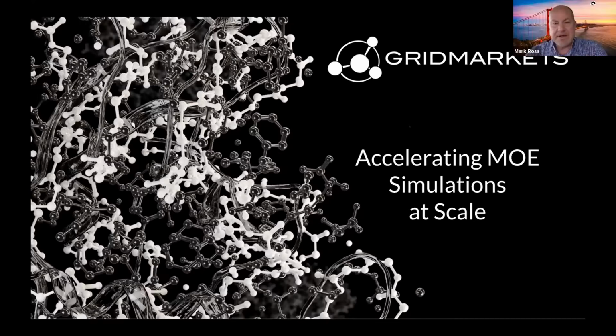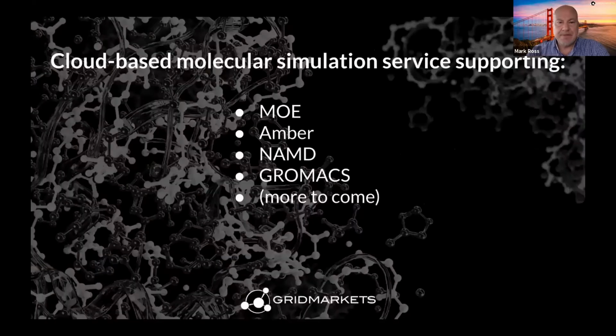Thank you, Kim. I'm going to tell you a little bit about our GridMarket service today. Our job is to accelerate computationally demanding Mo simulations and to do that at scale. We're a cloud-based molecular simulation service that not only supports Mo, but also supports Amber, NAMD, and GROMACS, and we have more to come.